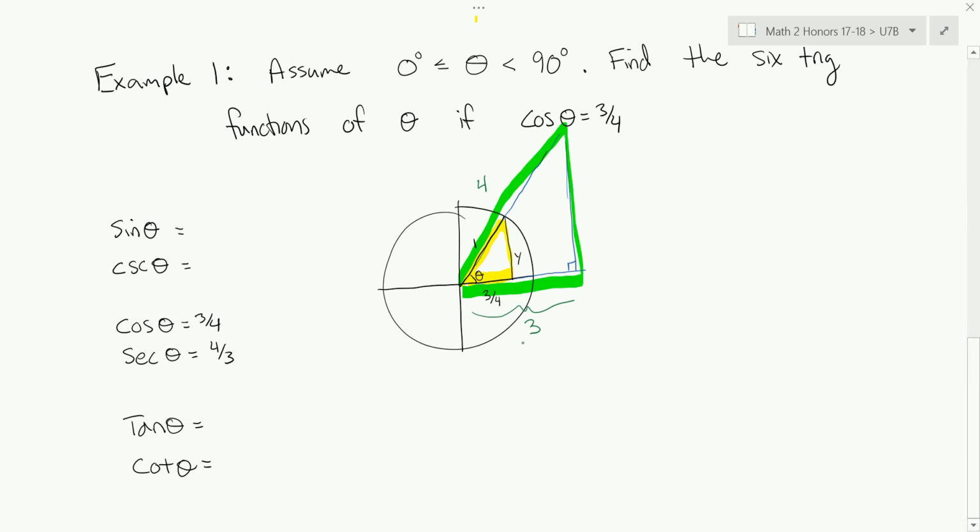Pythagorean theorem. Okay, so I'm going to say 3 squared plus, well, I don't know what variable we want to use. Let's call this z, I guess. Plus z squared is equal to 4 squared, using Pythagorean theorem. And so I get 9 plus z squared is 16. Subtract 9. 16 minus 9 is 7. So z is going to be the positive square root of 7.